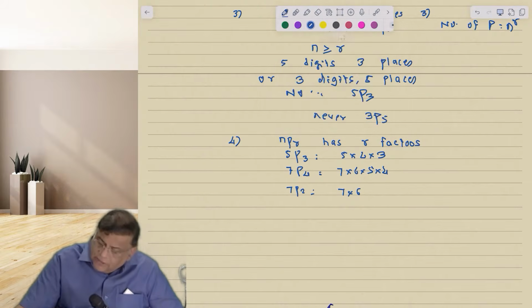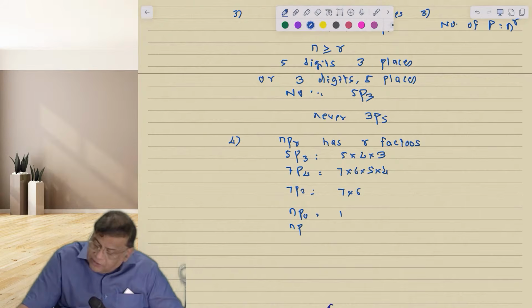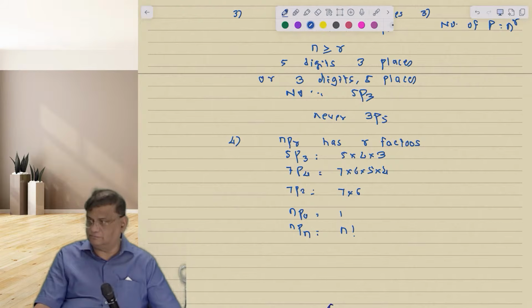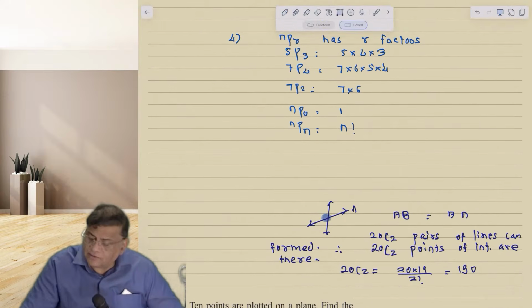Now remember, anything P0 is 1. For that matter, nPn is n factorial. Alright. nPr has r factors, and we find them like these.